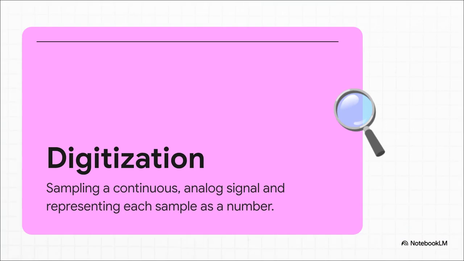Okay, imagine you're looking at a beautiful sunset. It's this smooth, continuous blend of colors, right? Well, a computer can't see that. Instead, it takes thousands of tiny snapshots. We call them samples. And for each one, it assigns a number to the color it sees. And that massive list of numbers, that is the image inside your computer.